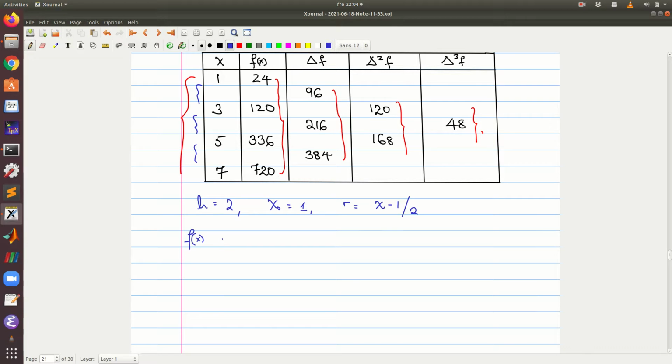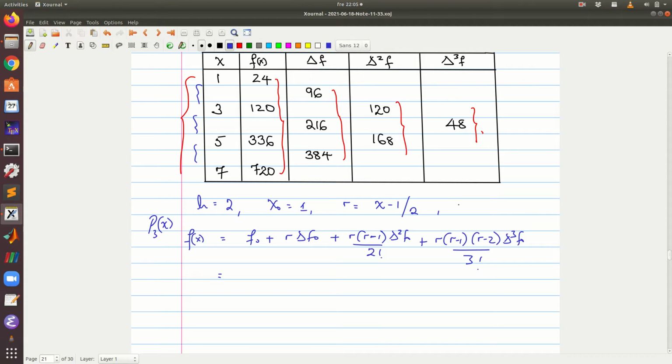We can substitute into the formula. It is f naught plus r times the first forward difference plus r into r minus 1, the second forward difference over 2 factorial, plus r into r minus 1, r minus 2, the third forward difference over 3 factorial. This is a polynomial of degree what? This is a polynomial of degree 3. So the rest we can simply substitute.